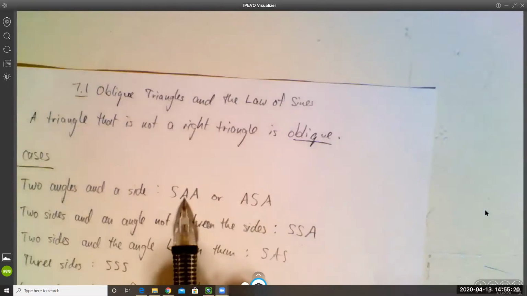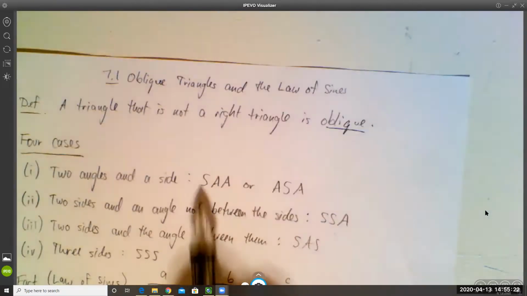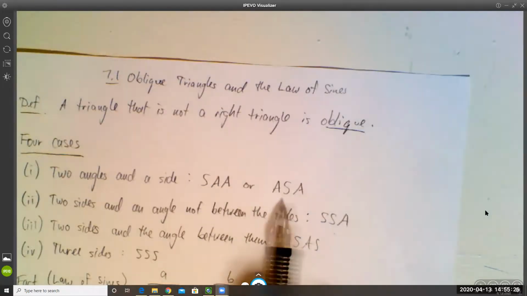Let's look at an angle, side, angle. We said we wanted to explore case one here. So we just looked at this one. Let's look at an example of an angle, side, angle. So again, let's solve triangle ABC this time.